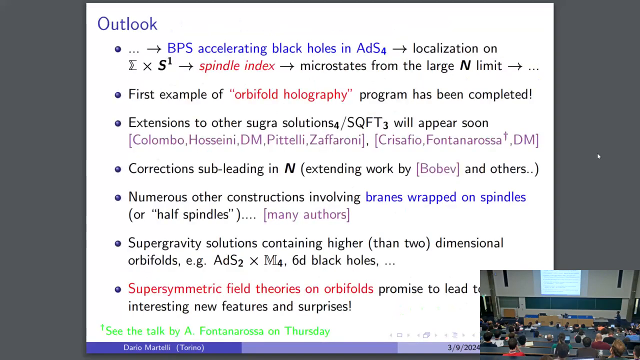Okay, so just to conclude, the story here is that we have started from the accelerating black hole and then went to the localization computation, passing through some revision of the kind of background supersymmetry. And from that, finally, and that's the reason why I am happy to discuss this today, we also obtained the microstates of the black hole from the large N limit by closing this loop. And this then represents, as I said at the beginning, the first example of an orbifold holography that has been completed. Many other extensions are underway. In four-dimensional gravity, a paper will appear soon. Actually, a couple of different papers.